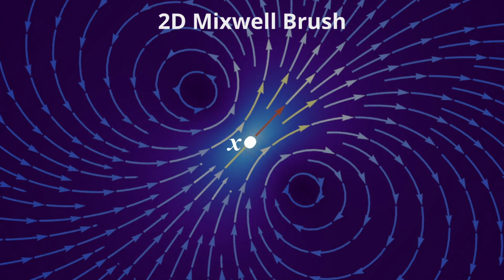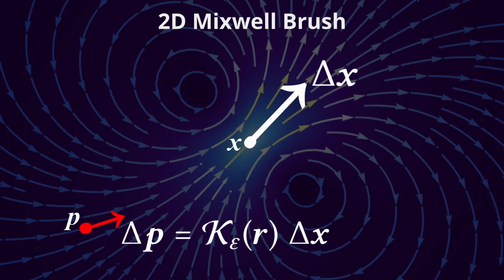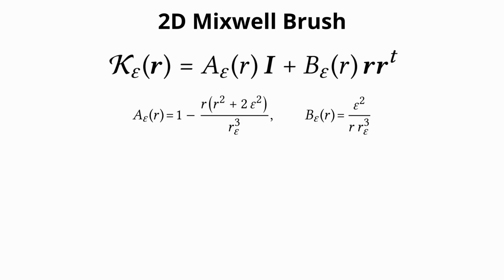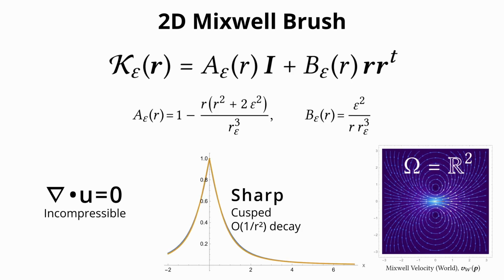So if we have a brush at X and we move it a little bit, delta X, we can compute the drift forward or backwards in time using a matrix vector multiply with a matrix K. What is this matrix K? Ta-da! It's the Mixwell brush matrix written in Kelvinlet form right here. And it's incompressible, it's sharp, it has a cusp, it's fast decay, and importantly, it's defined everywhere, so we can time step through it really fast, adaptively, as we'll see next.